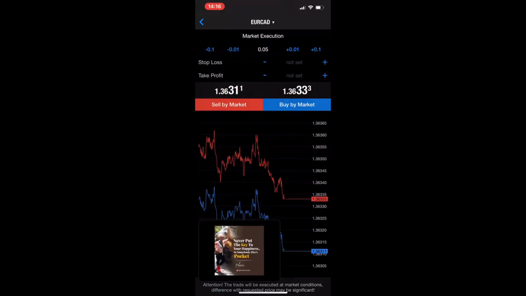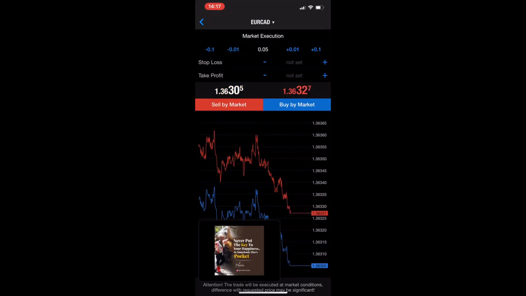The next thing you want to go ahead and do, you see at the top, it says EUR CAD. Right below that, it says market execution. A lot of people think when it comes to trading, you have to sit in front of the market all day. There's multiple ways to enter a trade. If you have time, you can sit in front of the market and do market execution. You're entering the price that it is right now.